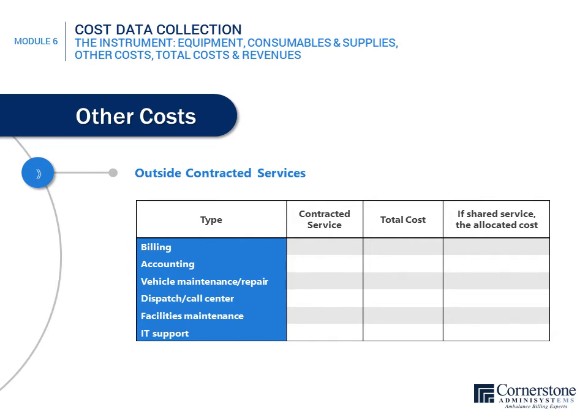Firstly, though, let's look at the initial category here of outside contracted services. CMS has defined these here. They want to see, first of all, is this a contracted service for your agency? If so, what's the cost? And if you're a shared service, what's the cost allocation? You can see here they're looking at billing, accounting, vehicle maintenance, repair, dispatch, call center, facilities maintenance, and IT support.